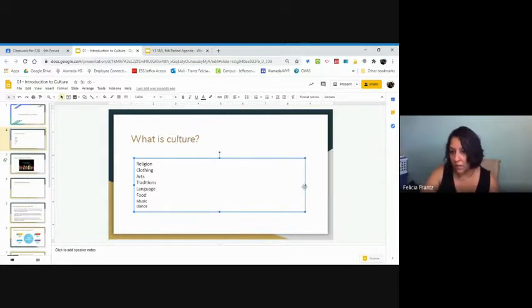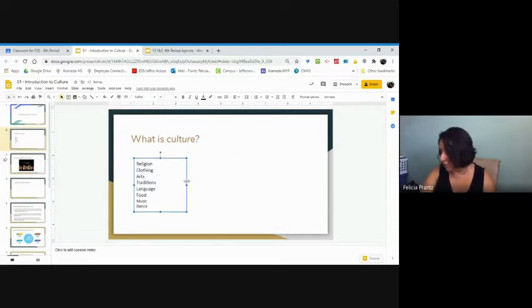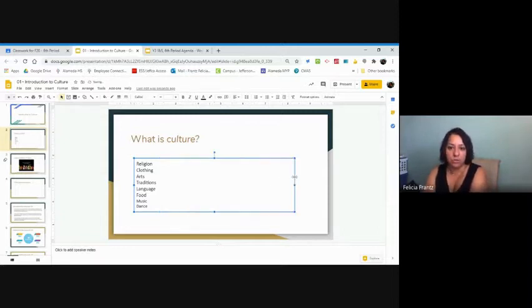All right. So this is a good start for a list of what is culture. So I see some things on here. Let's see. So religion, clothing, arts, traditions. So some of these things can definitely be seen. Some of them can be heard. So if we were going to create a definition of culture, what would we say culture is?